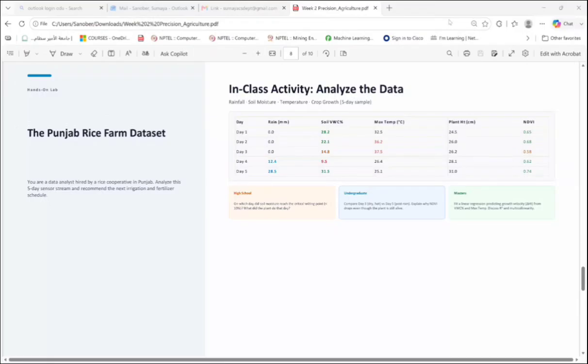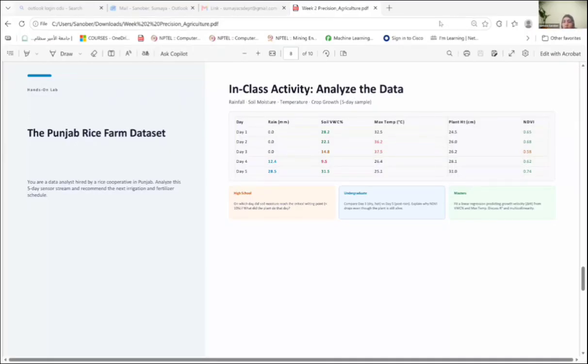Ma'am, maybe I can be wrong, but on day one there was no rainfall. On day two, there was no rainfall. And on day three, there was no rainfall. On day four, there was a rainfall of 12.4 millimeters. Similarly, this data tells us how things are increasing and decreasing day by day. Yes, absolutely, you're absolutely correct.